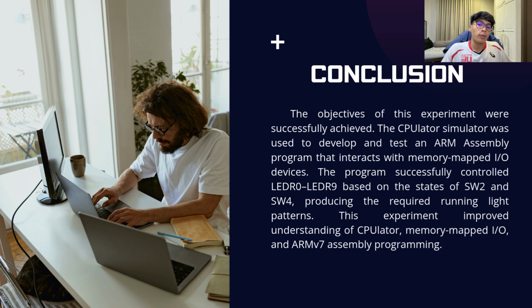And now moving on to our conclusion, which is the objective of the experiment was successfully achieved. The simulator was used to develop and test an ARM assembly program that interacts with memory mapped I/O devices. The program successfully controlled LED R0 to R9 based on the states of switch 2 and switch 4, producing the required running light patterns. This experiment improved understanding of CPUlator, memory mapped I/O, and ARMv7 assembly programming.